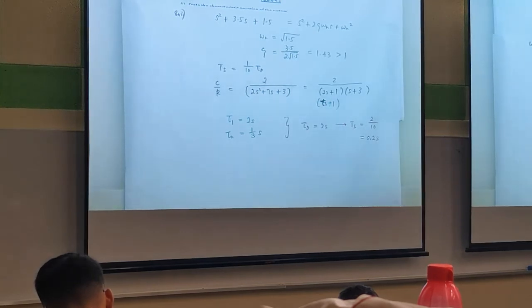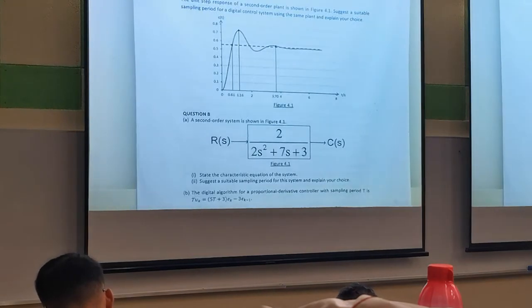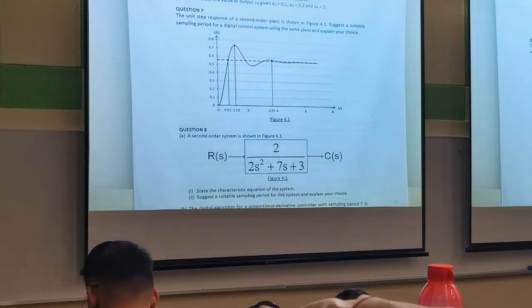Okay, so that's one rule that we use. If you go up to question 7, same kind of question. Suggest a suitable sampling period. Now, what are you given?